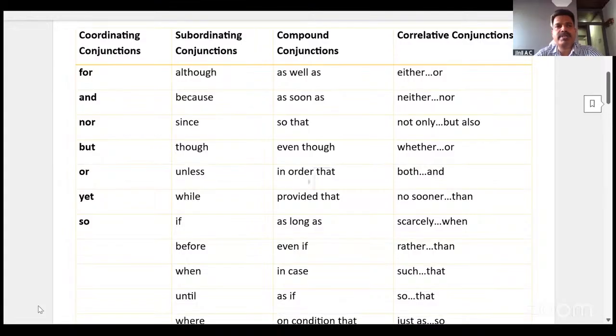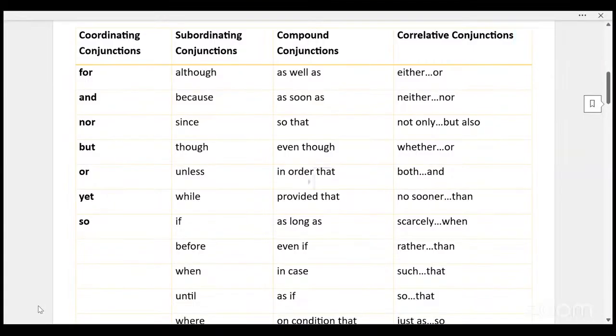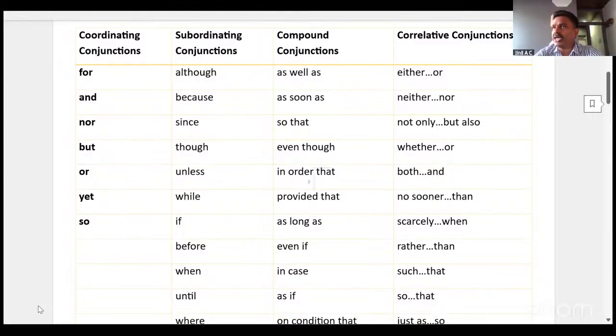These are some common subordinating conjunctions. All of them we cannot list in one slide. That's why I listed the most common subordinating conjunctions. These subordinating conjunctions are used to join a subordinate clause to a main clause. That's why they are called subordinating conjunctions. And if you know how to use them, you can make complex sentences. Now you can see some compound conjunctions there.